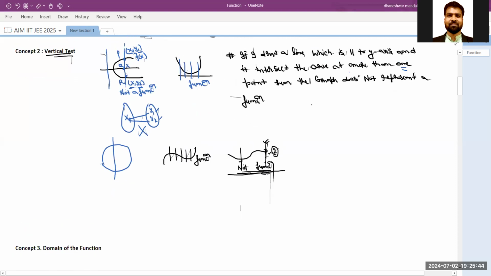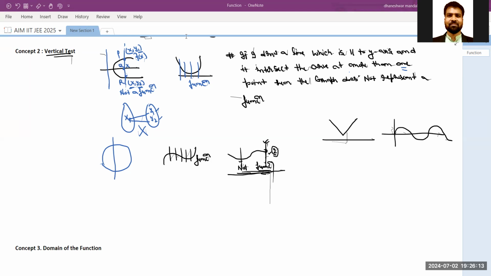Is this definition clear? So I draw one graph. Is this a function or not? Anyone? Will this graph be a function or not? Let's draw one more graph. Is this graph a function or not? Anyone tell me? Sir, but it connects only one, or it connects more than one.